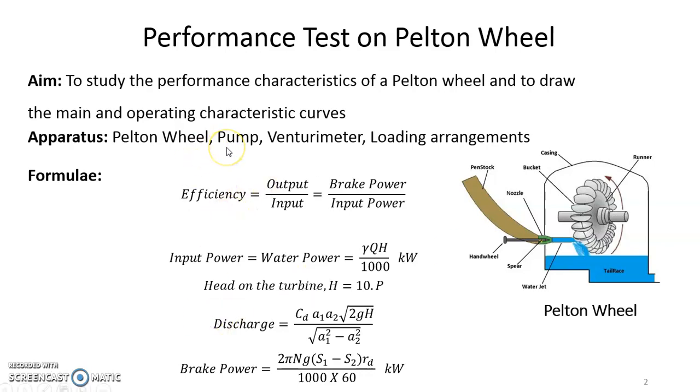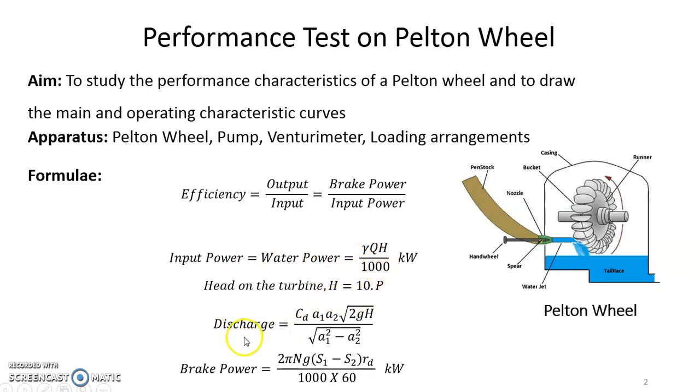The efficiency is mainly calculated, and the formula to calculate efficiency is output to input. Output power is brake power, and input power is water power, which is calculated using gamma QH by 1000, expressed in kilowatts, where H is the head on the turbine, H equals 10 times P. Here we actually observe the P, or the intensity of pressure, and later we convert the same in terms of head by using this formula.